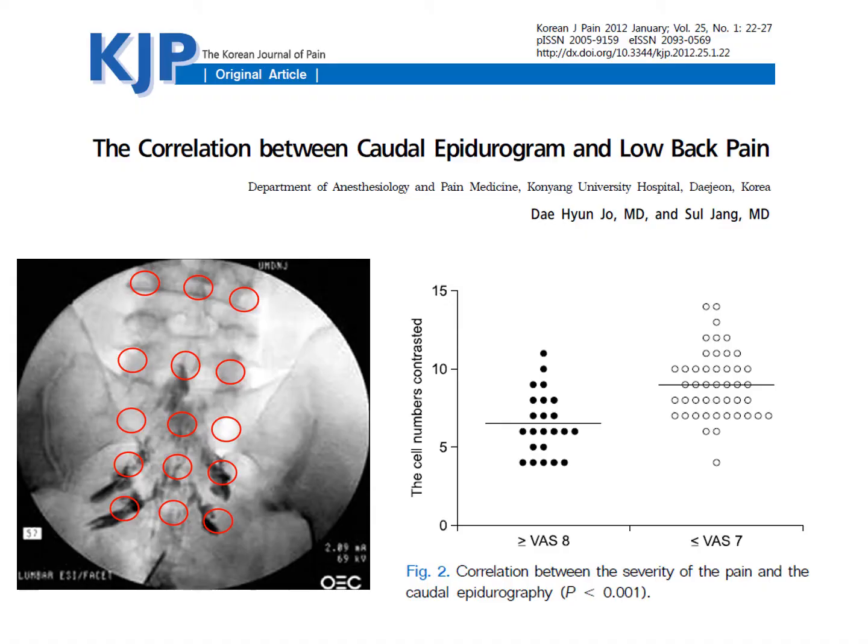This article shows the correlation between caudal epidurography and pain severity. The author of this article divided the spinal segments into 15 cells by sectioning each level into the left, right, and central regions from L4 to S3 levels. The number of contrasted cells in each group was counted and compared by drawing a dispersion diagram. The result showed that there was a significant correlation between the severity of pain and the overall contrast flow pattern.